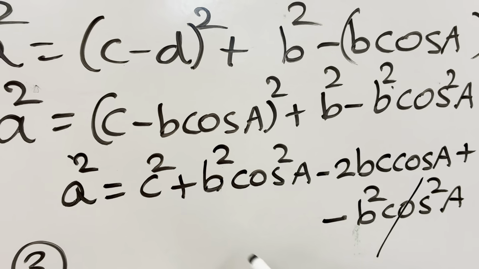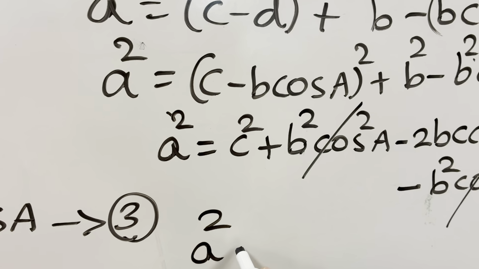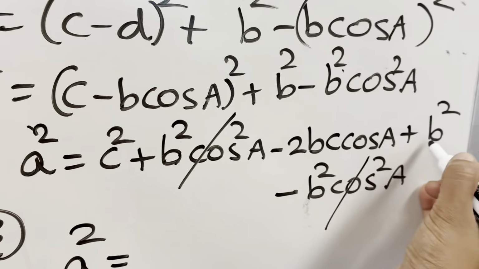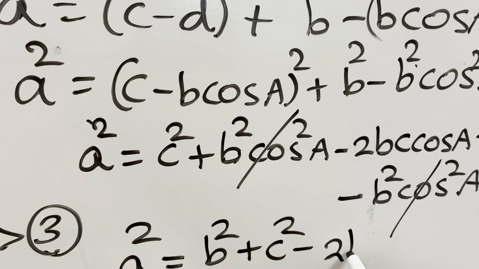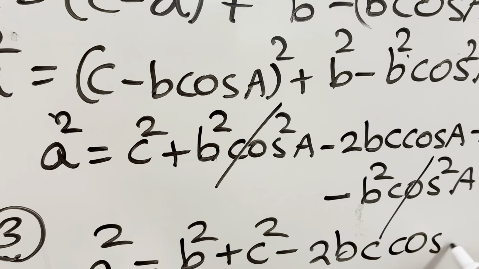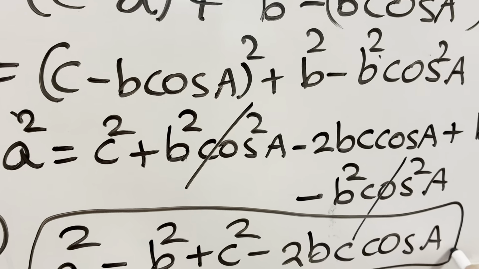So plus b square cos square A and minus b square cos square A get cancelled out, and I'll be remaining with a square is equal to b square plus c square minus 2 into b into c into cos of angle A. So this is nothing but the law of cosines.